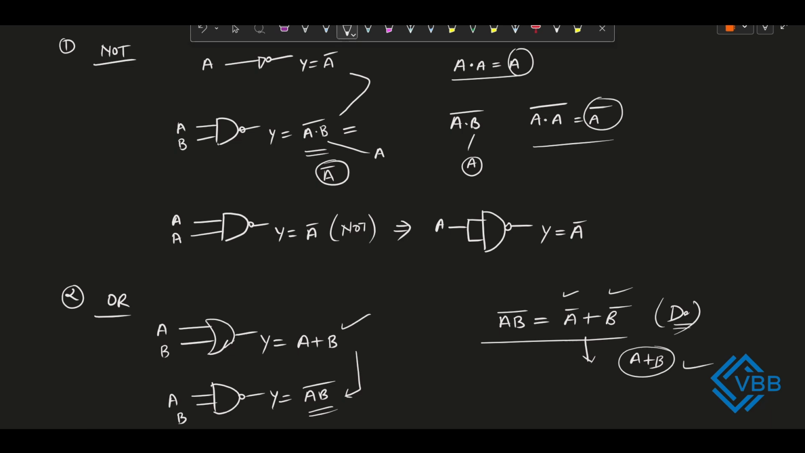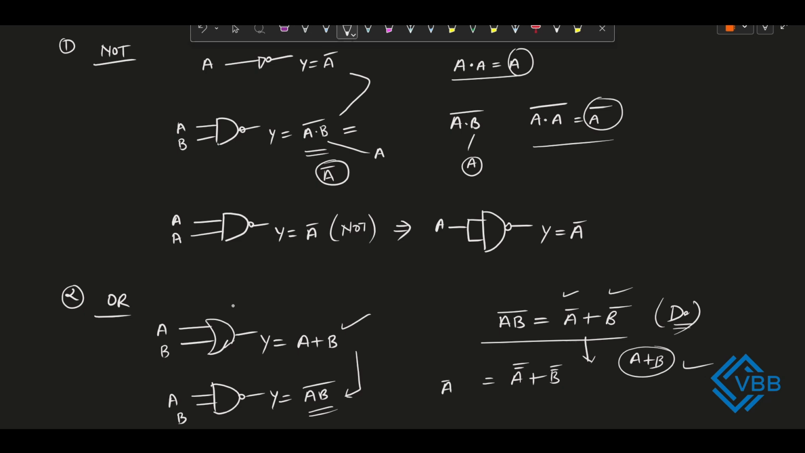to get the OR expression. Okay. So what if I provide a complement input to the NAND gate? Then we will get this kind of expression after applying De Morgan's theorem.